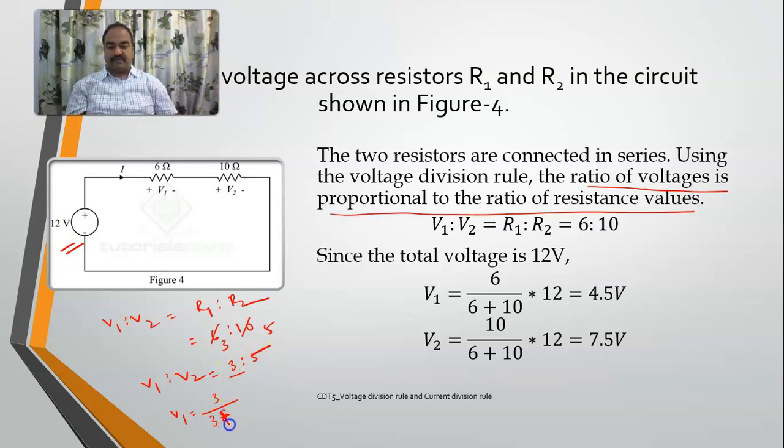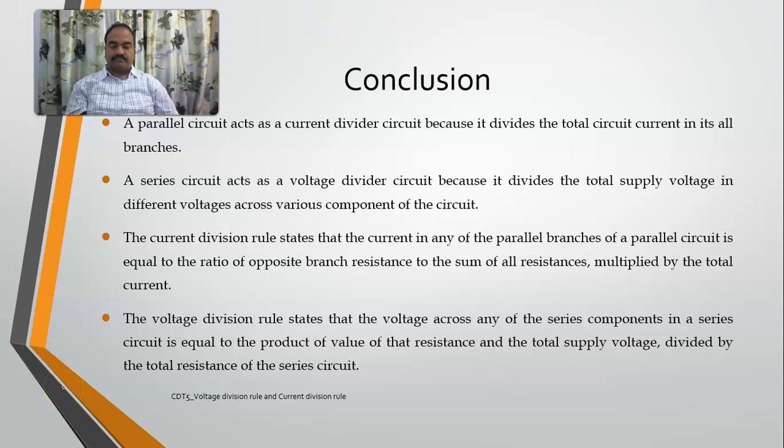I will write it as 3 plus 5, into the actual value, 12. So 12 3s are 36, by 5 plus 3 is 8. 8 4s are 32, so 4.5 volts. Similarly V2: its share is 5, total number of shares is 8, into 12. 12 5s are 60, 60 by 8, 8 7s are 56, so 7.5 volts. This is the way we determine it.